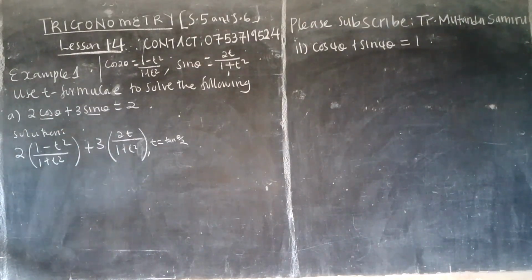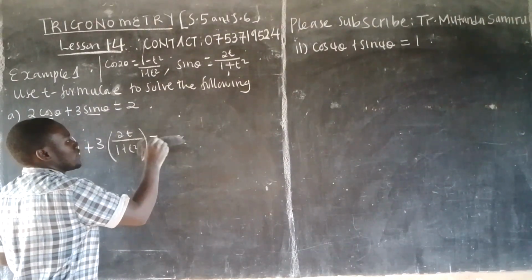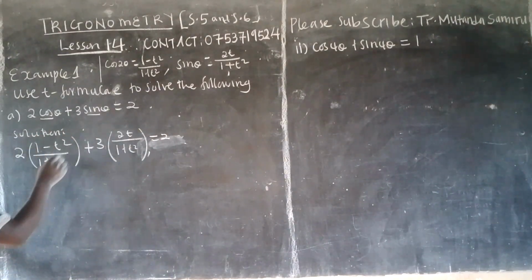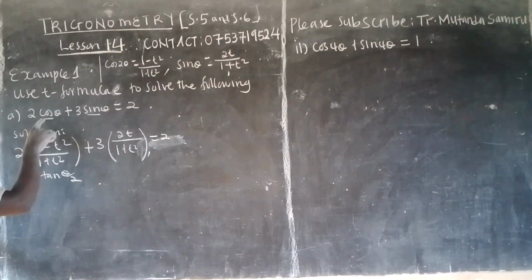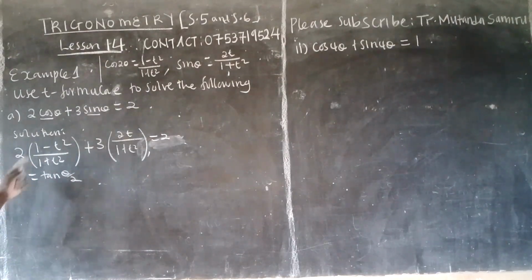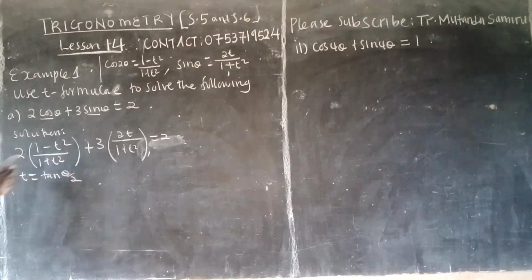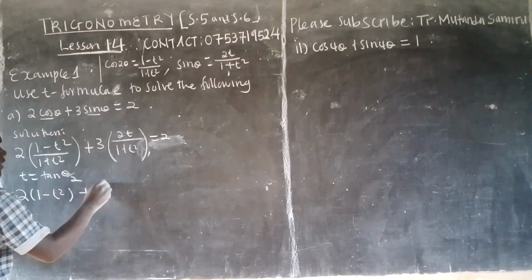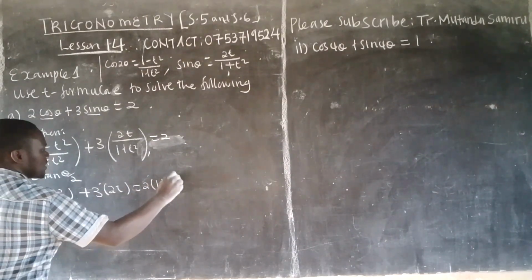Therefore, it is true, yes, but we need to say equals 2, whereby we are using that on condition that t is equal to tan theta over 2. Now next, I want to multiply through by this denominator so that it cancels. It shall remain with 2 into 1 minus t squared, plus 3 into 2t, is equal to 2 into 1 plus t squared.